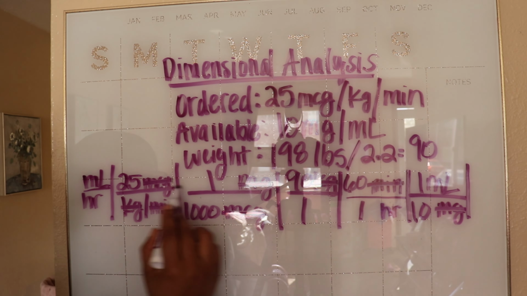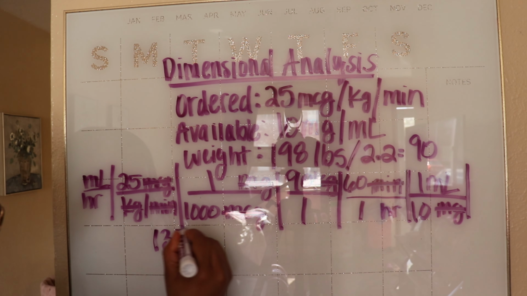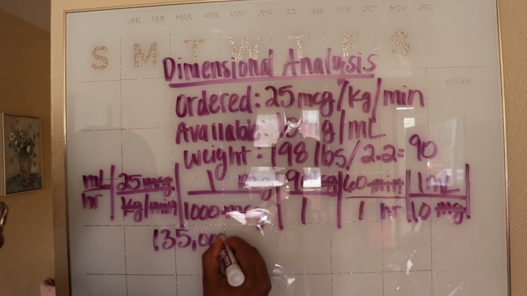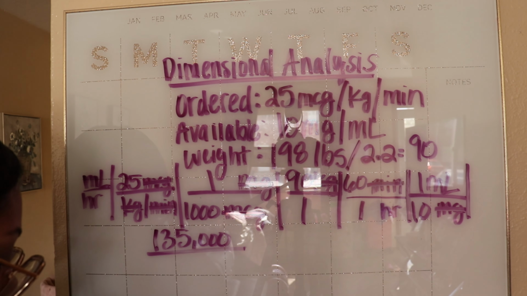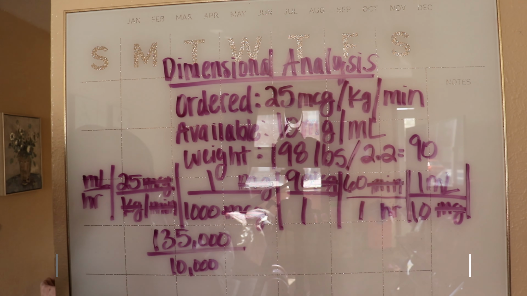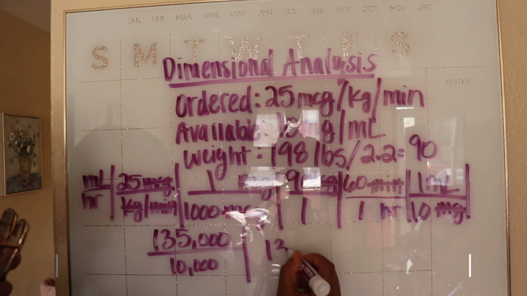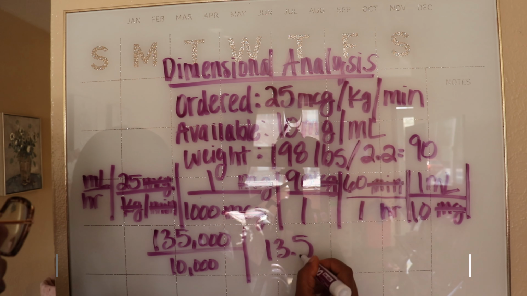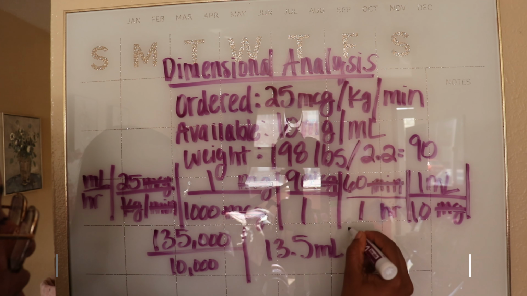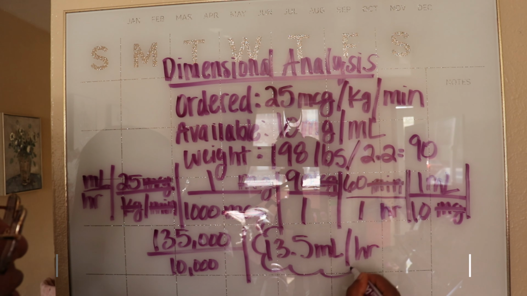Once you do all of the math all the way through, you should come out to 135,000 over 10,000. Once you do the math on that, you come out to a total of 13.5 mLs per hour is what the nurse is going to set the pump as.